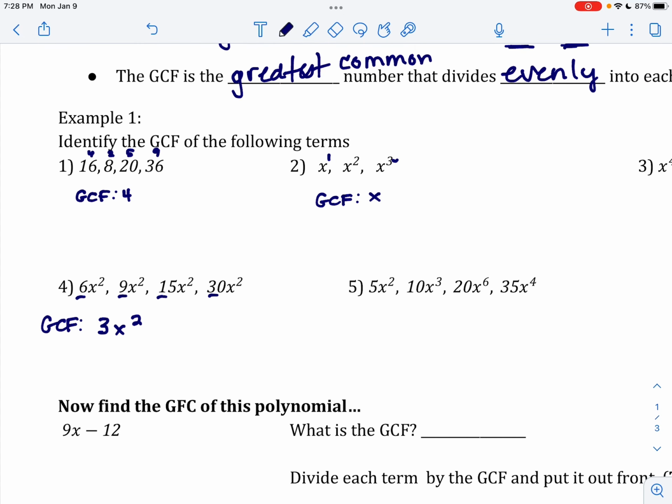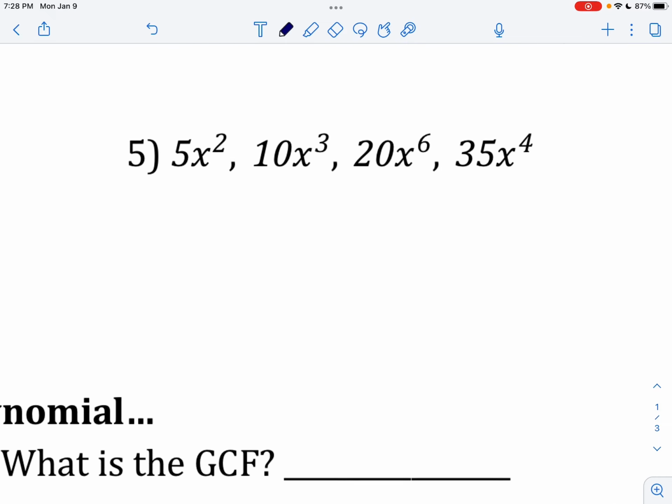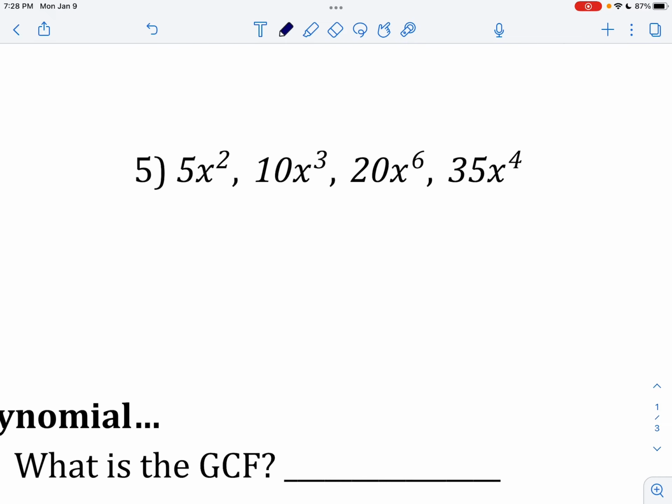All right, so see if you can do number 5 on your own, see what you can come up with. I'll give you a minute or so to try that out. All right, if you're still working, you might want to just hit pause for a second until you're done so that you can see if the answer that you get is correct.